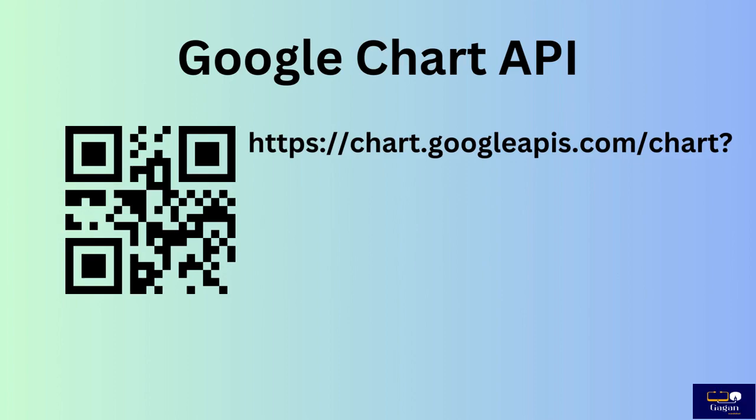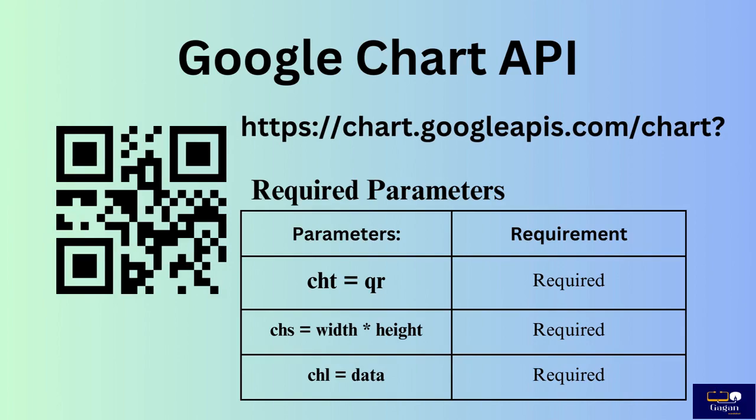Google Chart API. This is the URL of Google Chart API. We need some query parameters in this URL. These are the query parameters which we will add to the above URL. The first one is cht equal to qr, which specifies the type, that is whether it is a QR code or anything else. The second parameter is chs equal to width x height, which specifies the width and height of the QR code. The third one is chl equal to data, which specifies the data to encode.